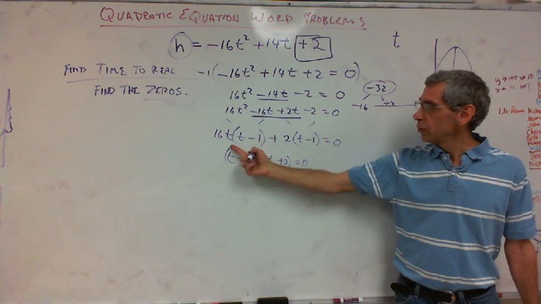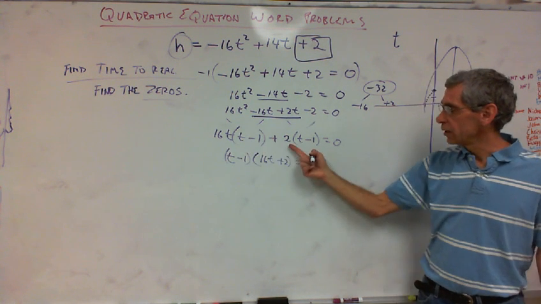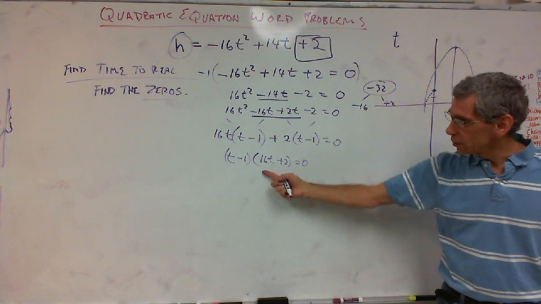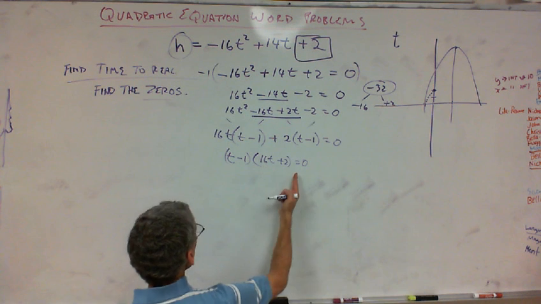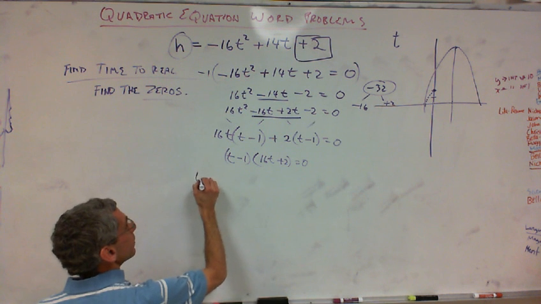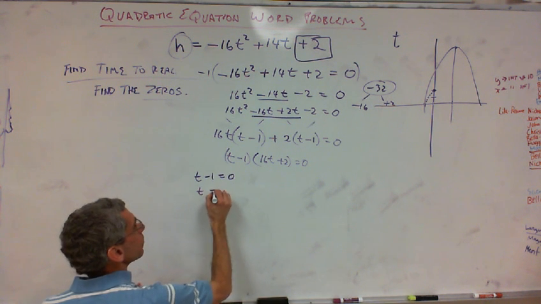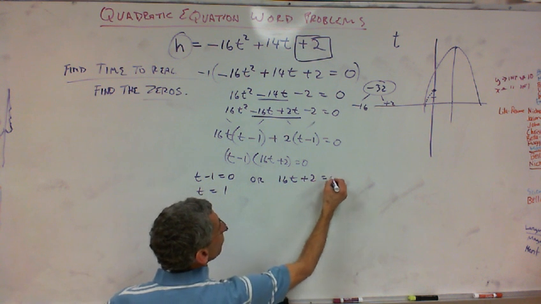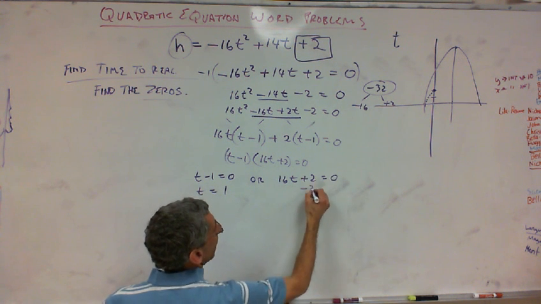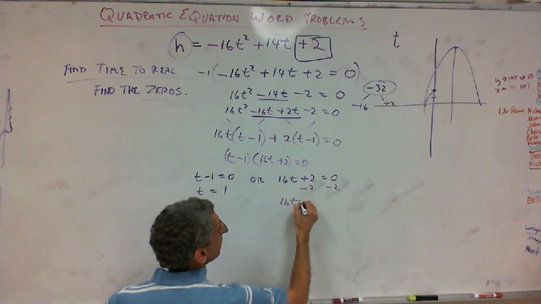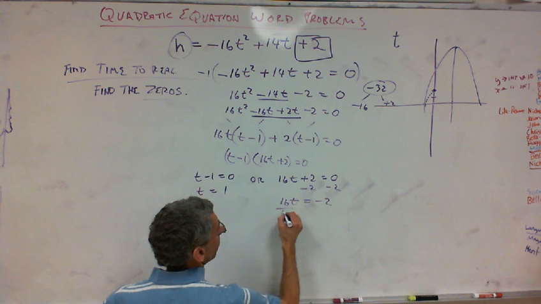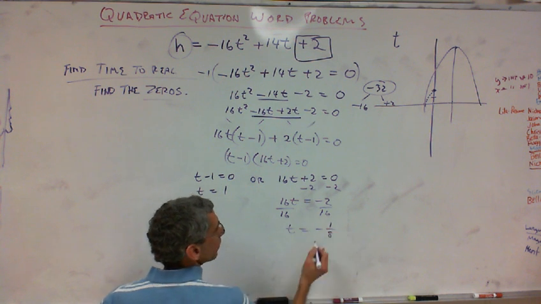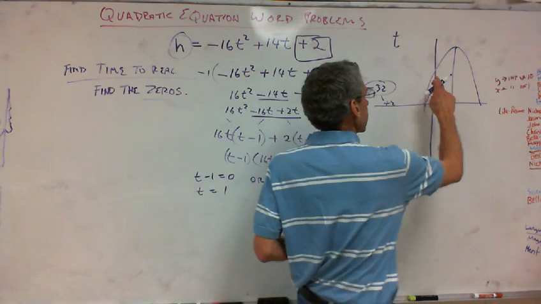And then I factored by grouping. I got 16t times t minus 1 plus 2 times t minus 1 equals 0. So those are my two factors. So either that equals 0 or that equals 0. So either t minus 1 equals 0, meaning t is equal to 1, or 16t plus 2 equals 0. So I'm going to subtract 2. 16t equals negative 2. Divide by 16. T is equal to negative 1/8.